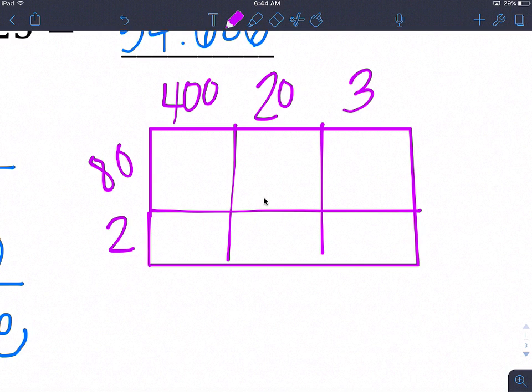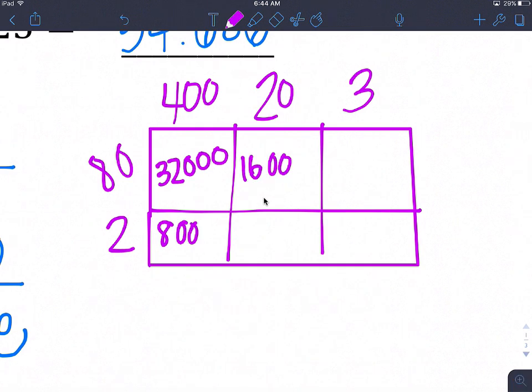So I can do 8 times 4 in my first box. 8 times 4 is 32, and then there were 3 zeros, so I need to add 3 zeros at the end. 2 times 4 is 8, add 2 zeros. 8 times 2 is 16, add 2 zeros. 2 times 2 is 4, add 1 zero. 8 times 3 is 24, add 1 zero. And 2 times 3 is 6. We don't need to add any zeros there.